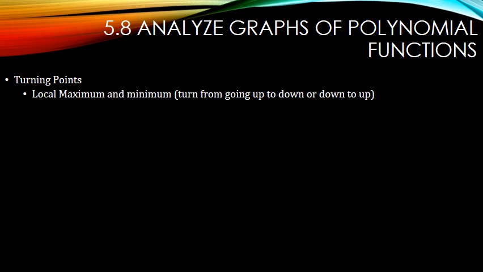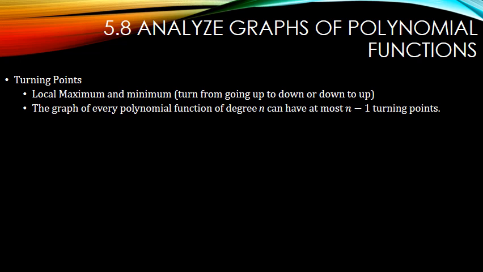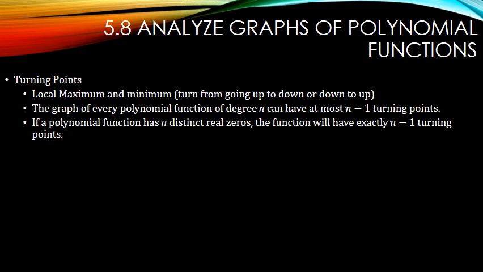There's things called turning points. Those are the local maximums and minimums. It's where the graph turns from going up to going down, or maybe from going down to going up. We call those turning points. And the graph of every polynomial function of degree n can have at most n minus 1 turning points. So if the degree is 4, it can have at most 3 turning points. And if it has all the zeros and they're different from each other, then there will be the highest number of turning points possible.